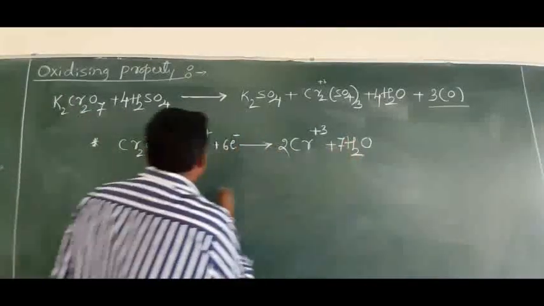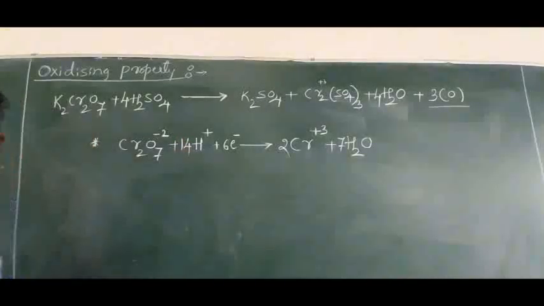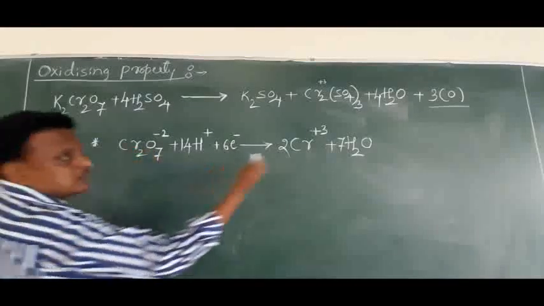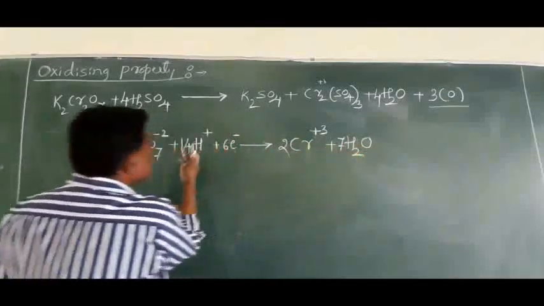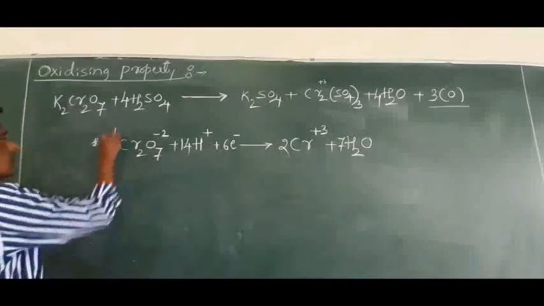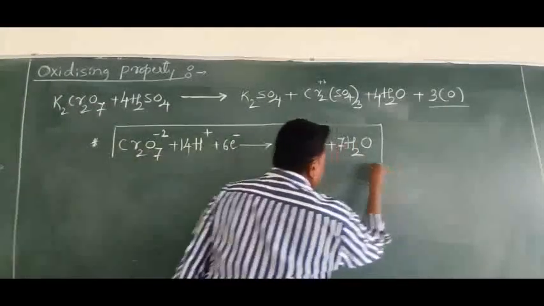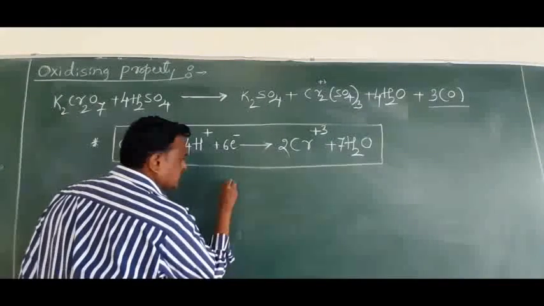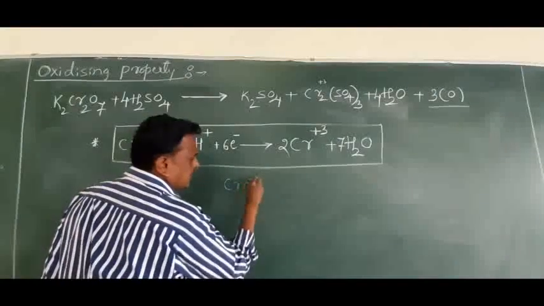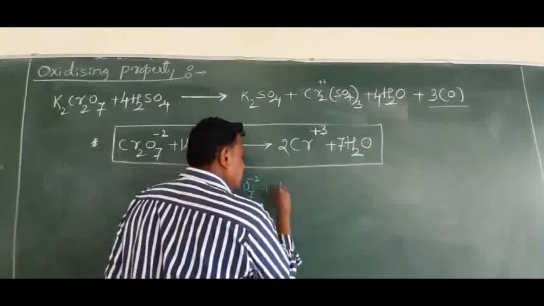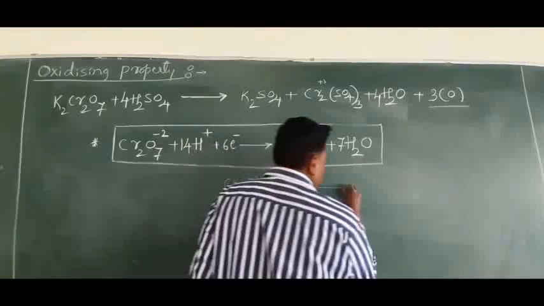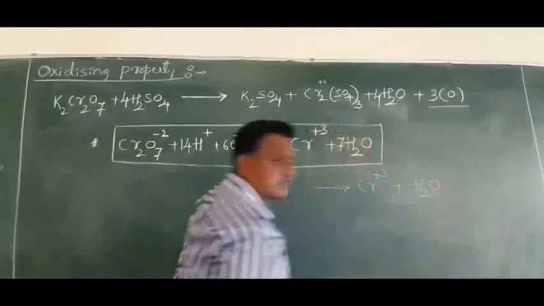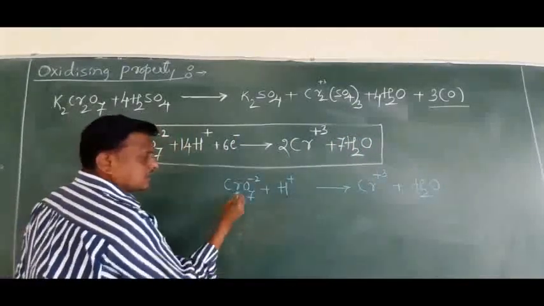Here is a 7 and now it comes to be 14. In the total reaction, you can find the oxygen becomes 7. Now oxygen is 7, 14 hydrogen, and 6 electrons. This is your major contribution of the reduction reaction. You can practice as early as possible. Cr2O7 2- in the presence of acidic medium forms chromium ion with release of water. Okay, then balancing started.